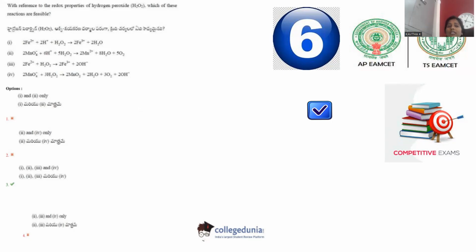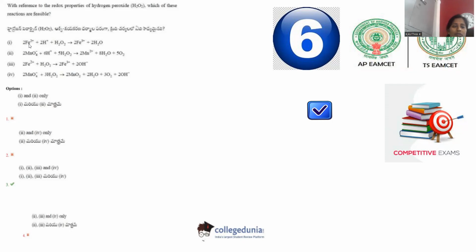Hydrogen peroxide is the redox reagent. Redox means both the activities are possible. Oxidizing power is there, reducing power is also there. So hydrogen peroxide is applied in multiple applications, right? So in context of the redox nature, we have to trace out which are possible from the given equations.